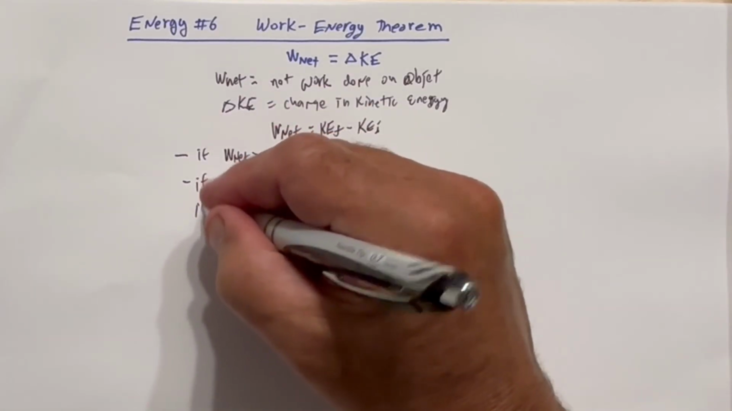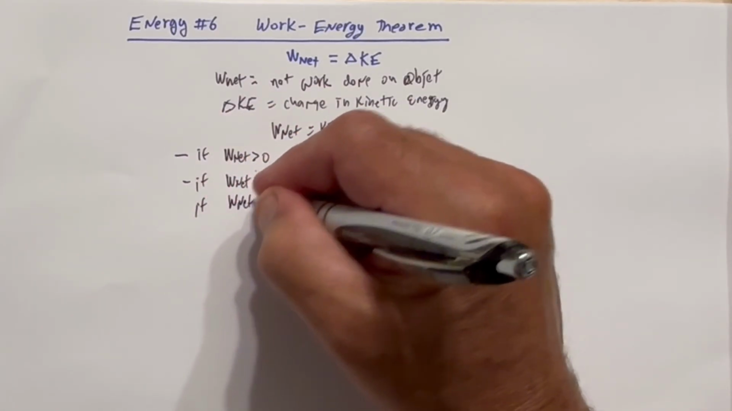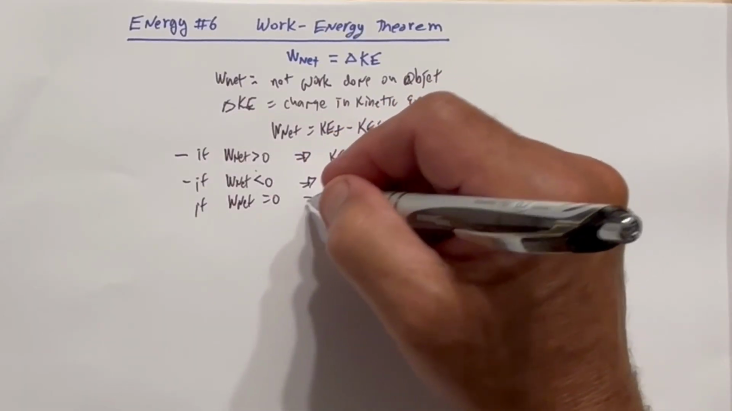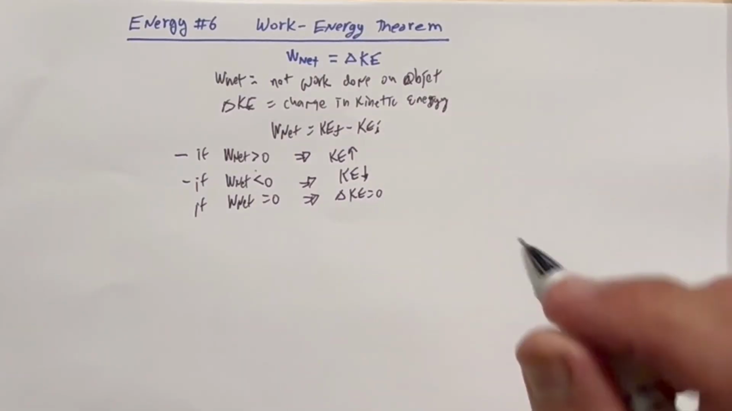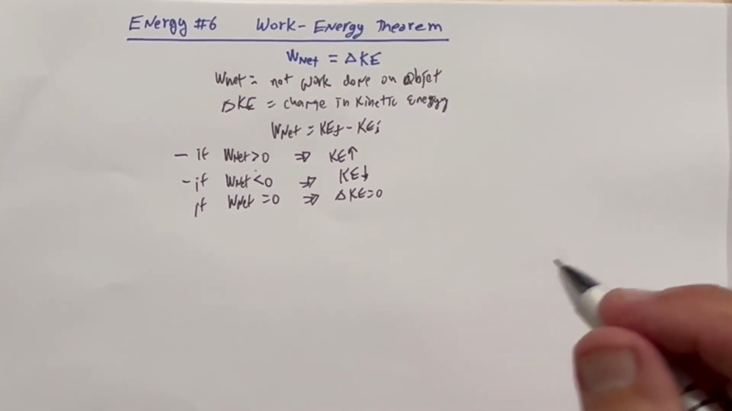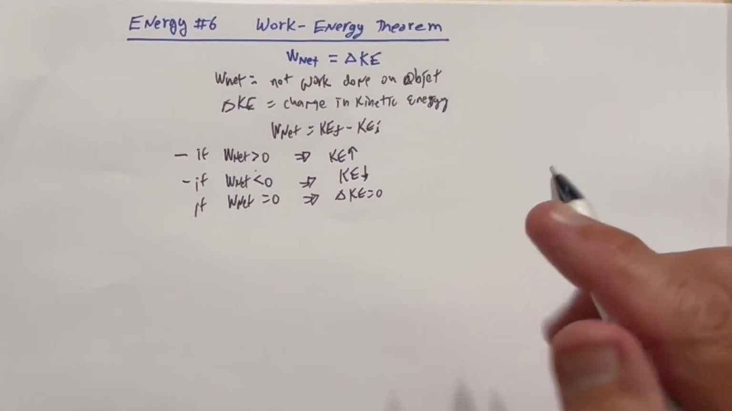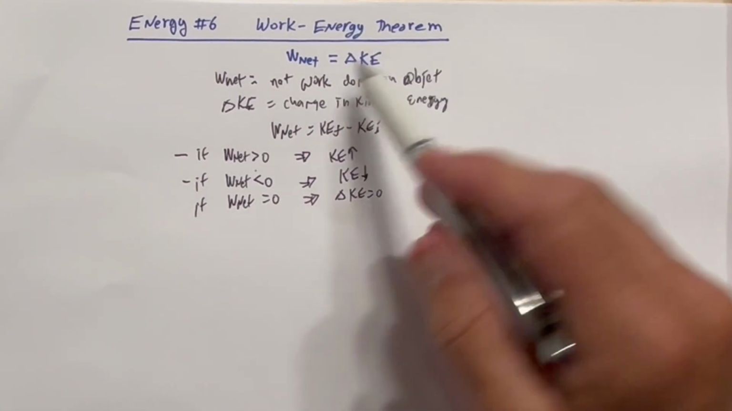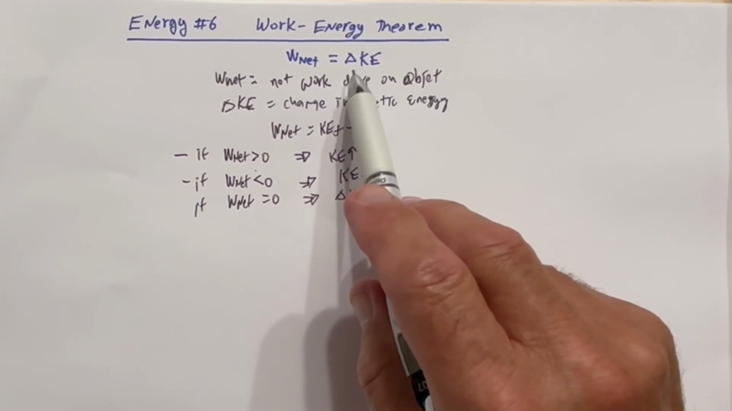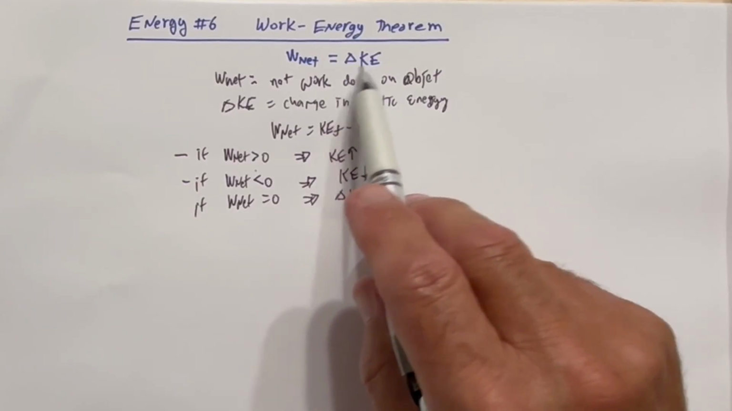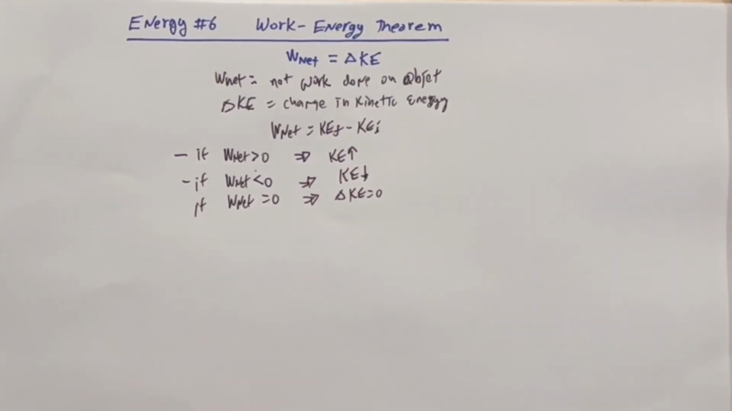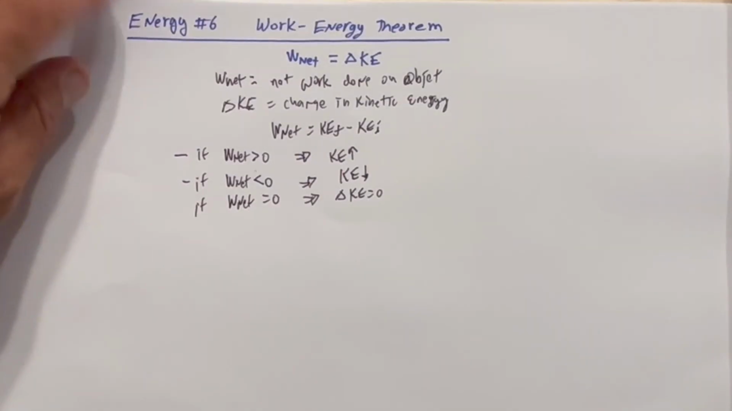And then if the net work is equal to 0, that tells us that the change in kinetic energy is equal to 0. So it really isn't changing at all. So there's our work-energy theorem. It's really important. It relates the work to the kinetic energy. And so we had previously seen how the force times the displacement times the cosine of the angle between the force and displacement was equal to the work. Now we're relating it to kinetic energy. So that gives us a little more tools in our toolbox.